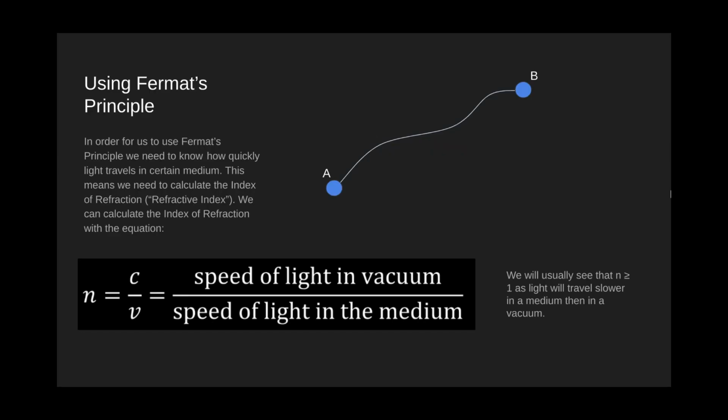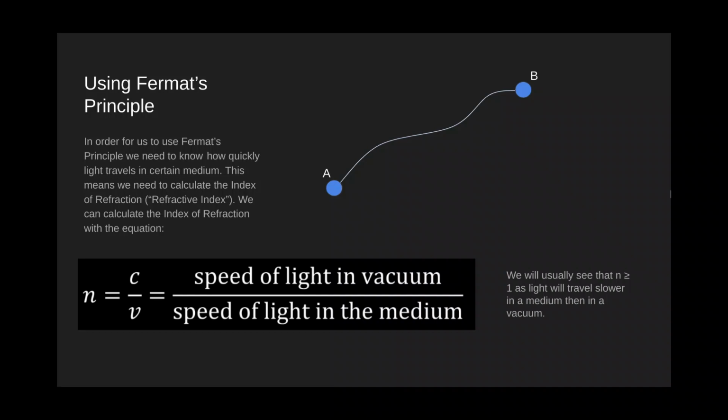So in order to use Fermat's principle, we need to know the refractive index, so how fast the light is traveling in the medium. So let's just say these 2 points here, they've got a light going between them, are in air. Now it'll be different if they were in some ice or some water, for example.